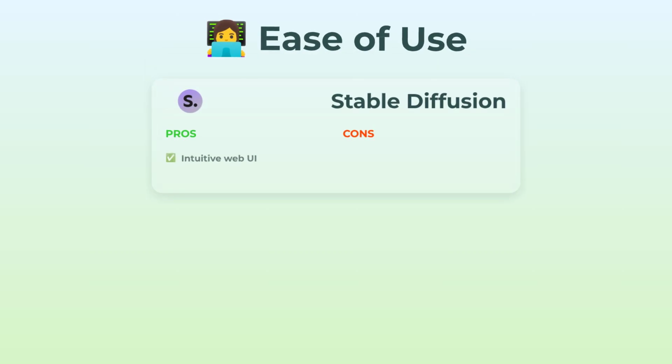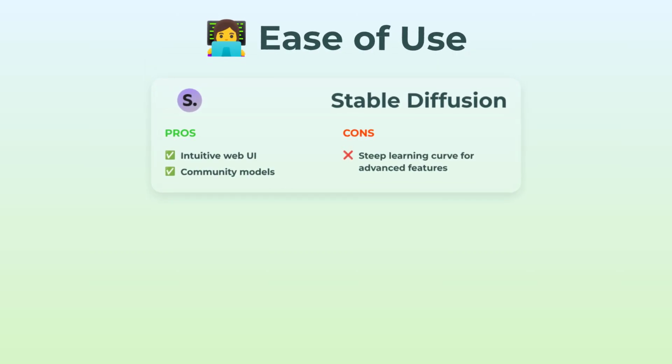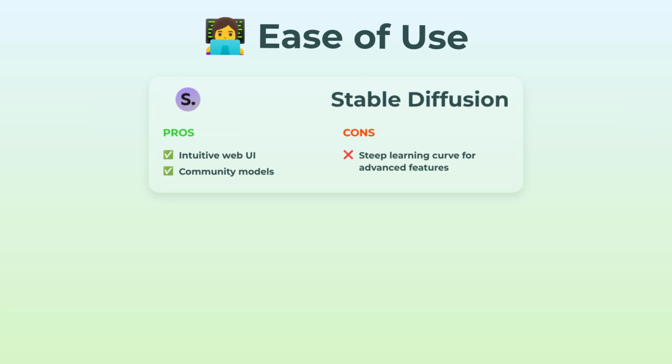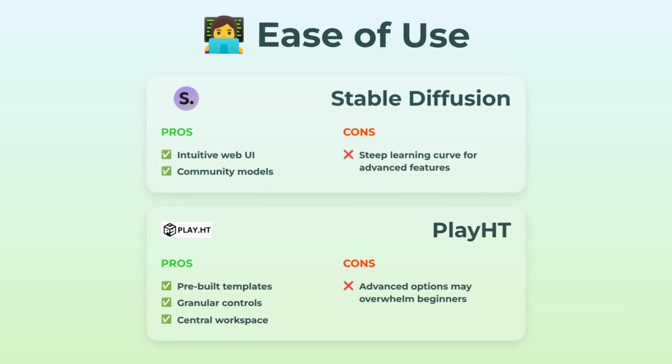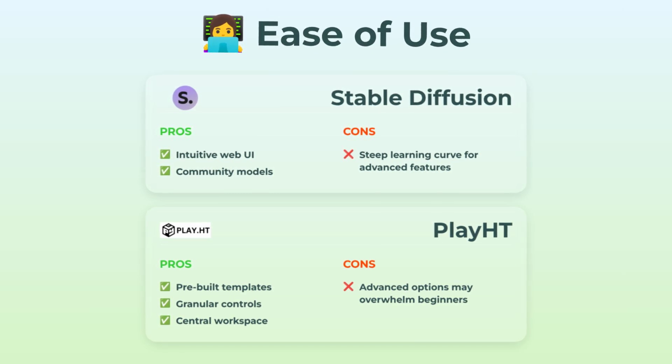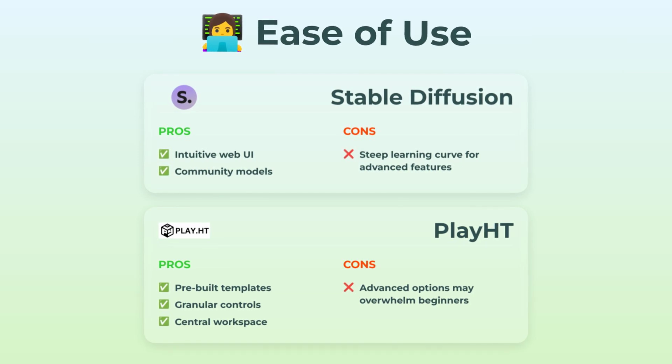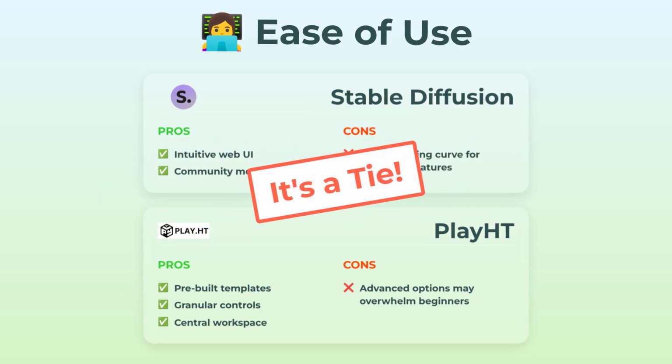All right, ease of use. Stable Diffusion has a pretty clean web interface, community models to try out, but not gonna lie, if you dig into the advanced stuff, it can get a bit overwhelming. PlayHT makes things smooth, with templates and granular controls, has a central workspace, but beginners might feel swamped by all the options. Honestly, they're both pretty convenient once you get the hang of it, so it's a tie.